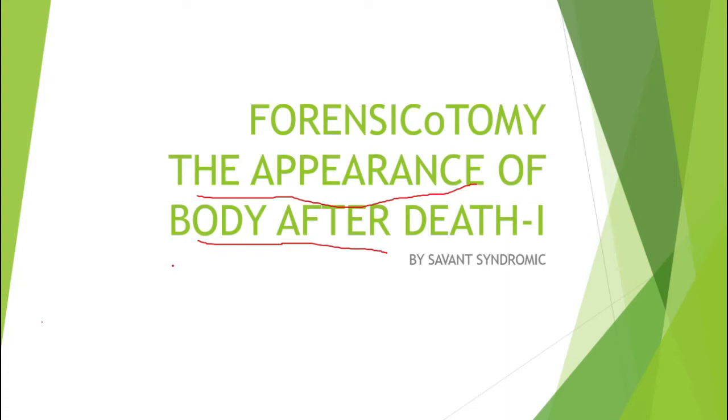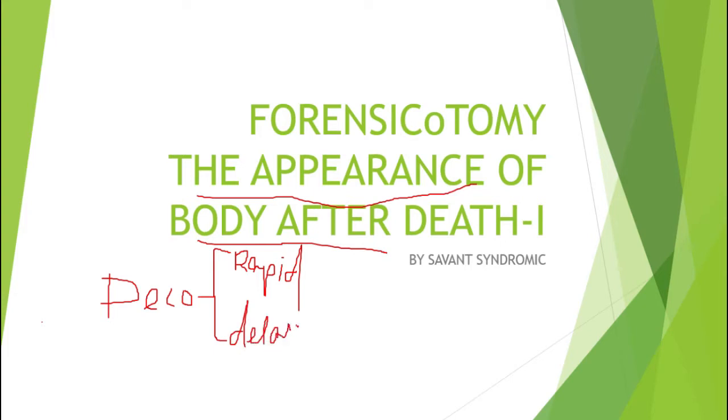But in medical science, things are never so simple, and everything goes through a complex series of events to give the final outcome. So this lecture deals with decomposition. Decomposition has two broad categories: rapid decomposition and delayed decomposition. In this lecture, we are only going to study the rapid decomposition, and in the next lecture, the appearance of the body after death, part 2, we will study the delayed decomposition.